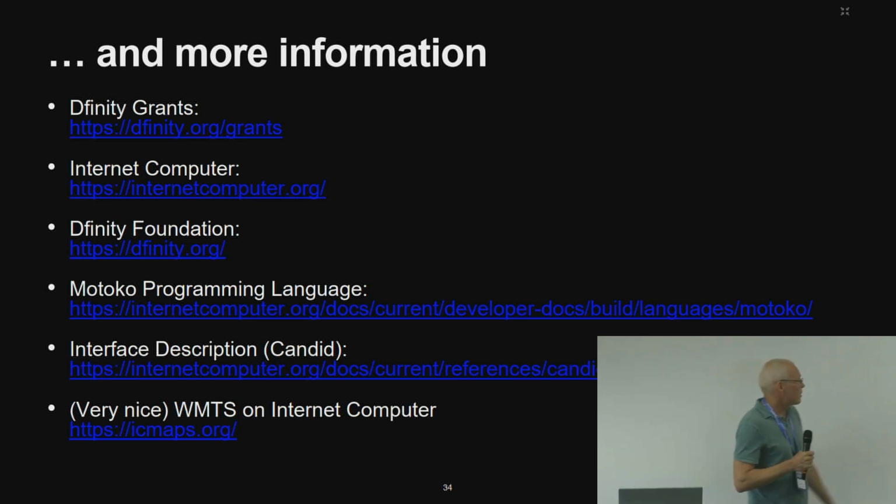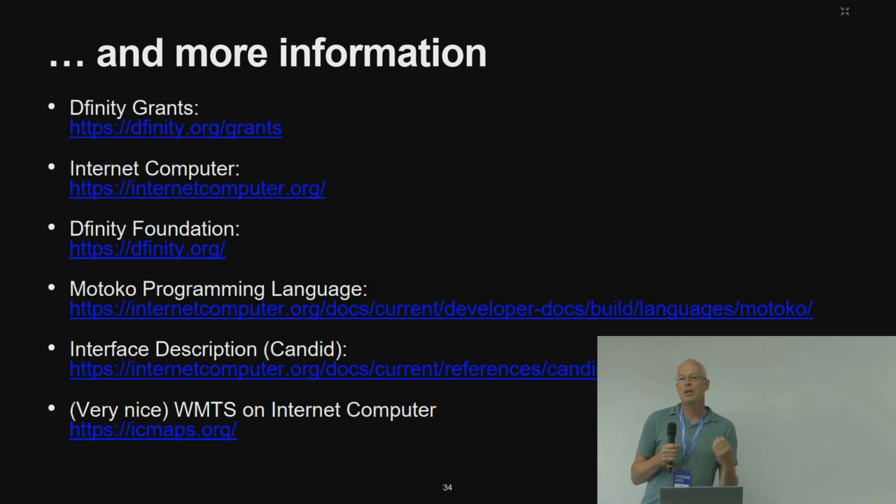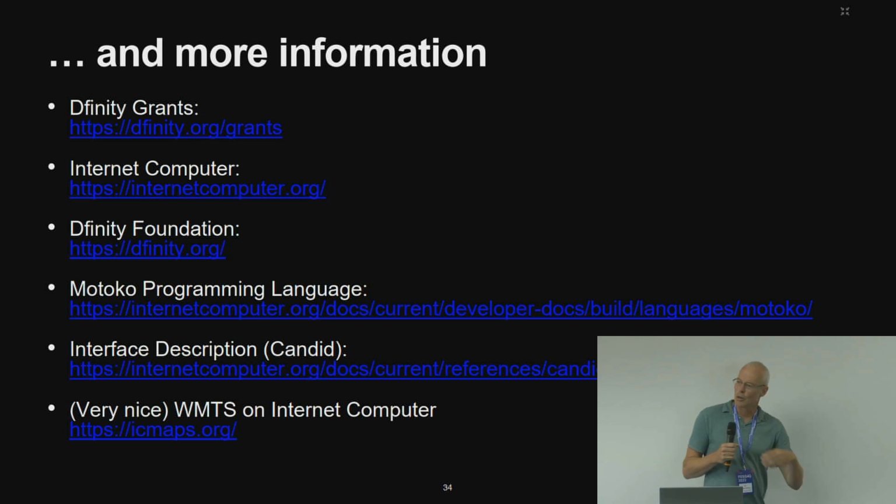Another nice thing is that there's another GIS application already running on the Internet Computer. This is the WMTS, IC Maps he called it, which has a similar model, giving the users full ownership of their data and their service, but running a WMTS.